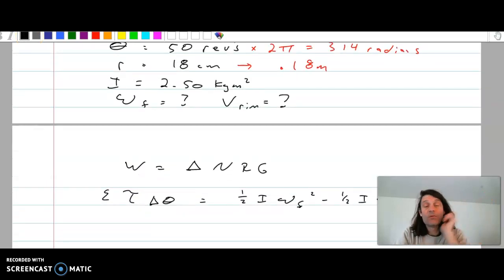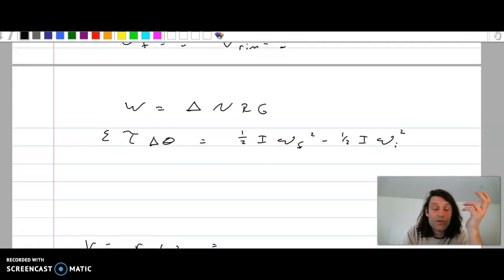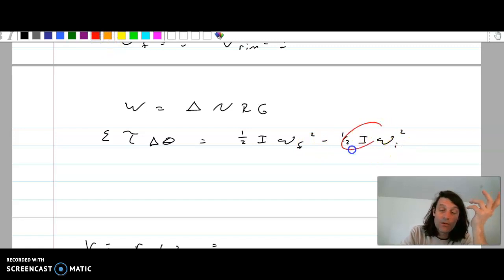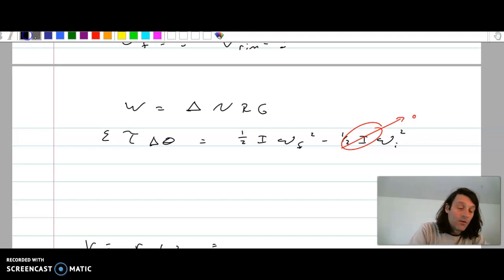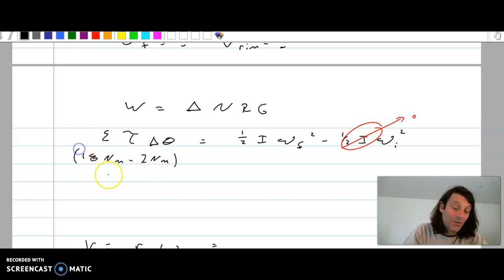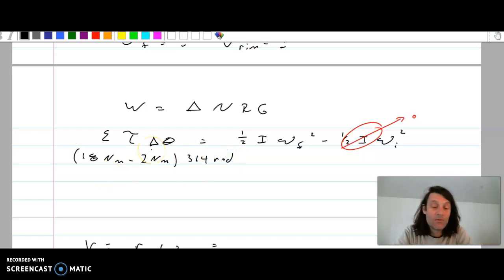So work is equal to that change in energy. So the sum of the torques times the change in the angle is equal to the change in the energy, which is the final minus initial. You guys all know if it started out with none, then it'll have none at the beginning. So the sum of the torque was what? 18 Newton meters, and I will subtract 2 Newton meters worth of friction. So that's the net torque. I'm going to multiply that by 314 radians. So there's the torque times the change in the angle.